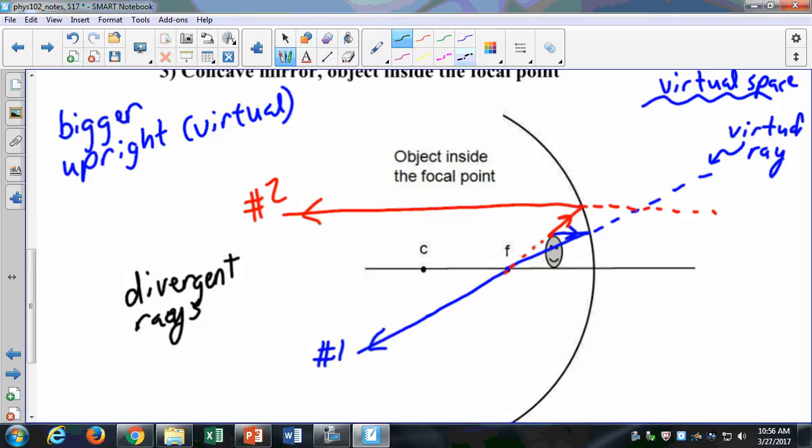And so my image is going to be like this. Right? Bigger, upright. And because it's upright, it also is virtual. But remember with mirrors, virtual images are always opposite the object. Because in mirrors, this is our virtual space, this is our real space. This is the space where we can project onto a screen. This is the space where you can't project these onto a screen.